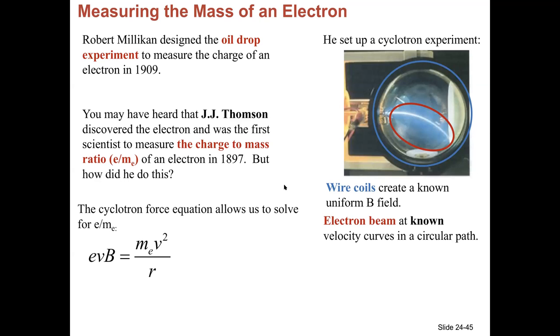What that allows us to do is then use this cyclotron force equation, so the centripetal motion equation set equal to the force for a magnetic field equation, and solve for the ratio of electric charge to mass.